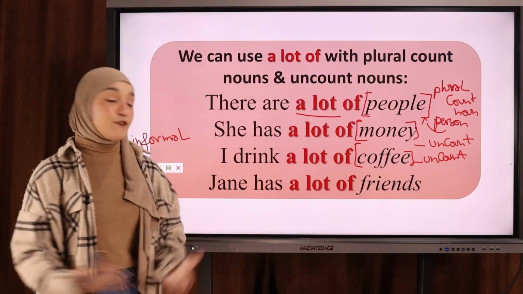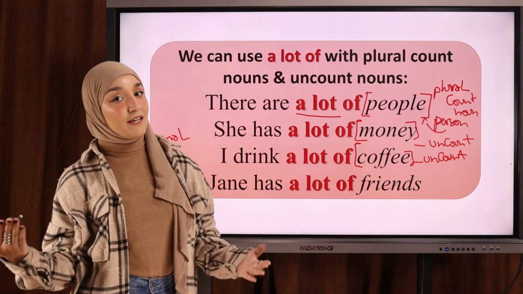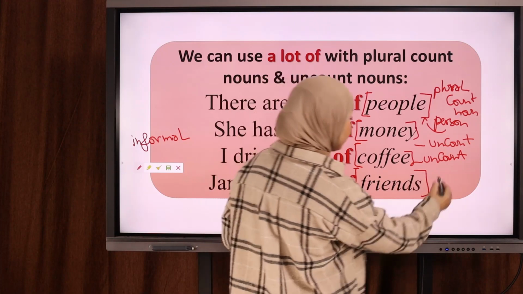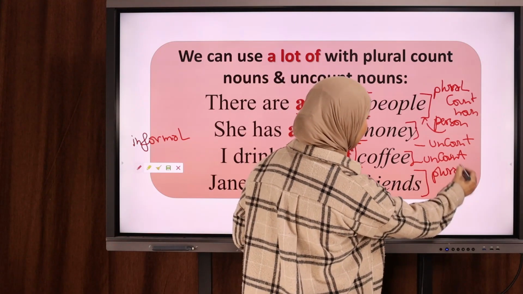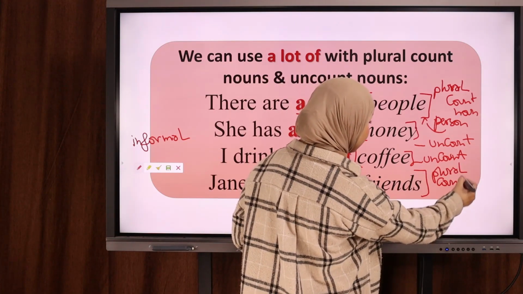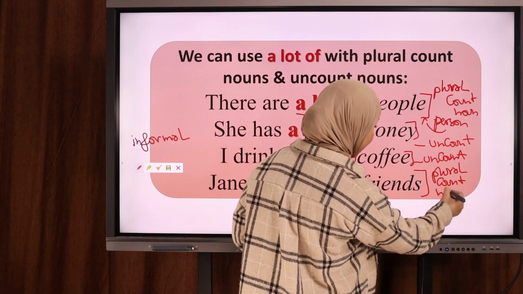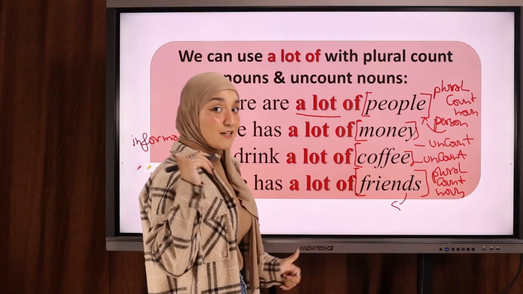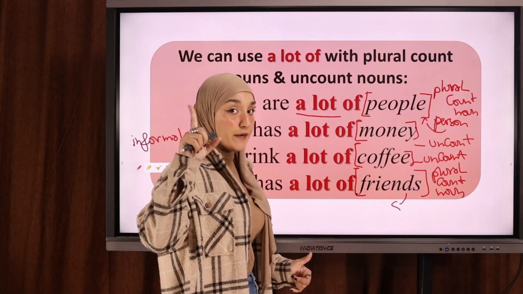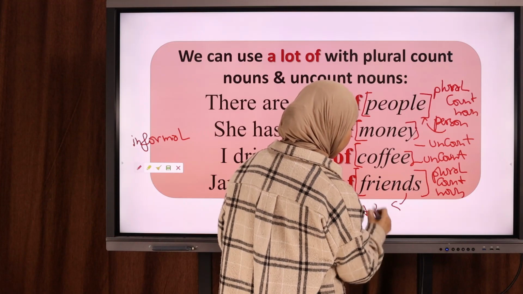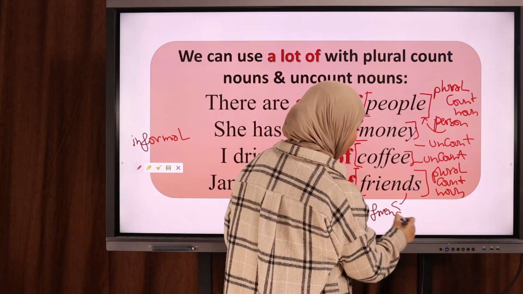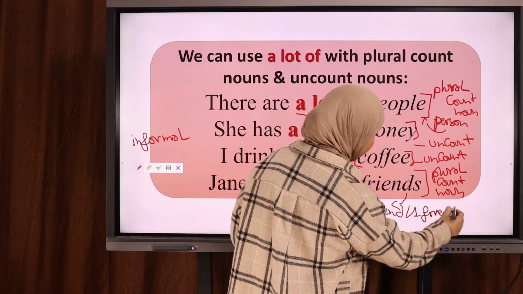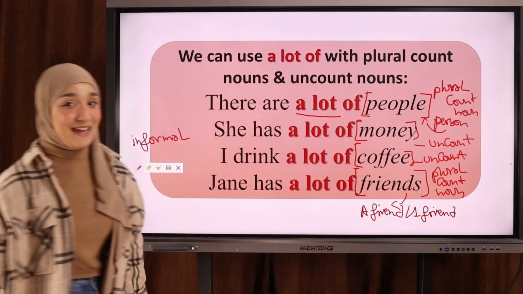Jane has a lot of friends. Jane تملك أو لديها الكثير من الأصدقاء. So friends. Friends here is a plural count noun. هو من الأشياء القابلة للعد في صيغة الجمع. I can return friend to the singular form. صديق, okay, one. So a friend, صديق واحد, or one friend, okay, صديق واحد أيضا. Excuse my terrible handwriting.